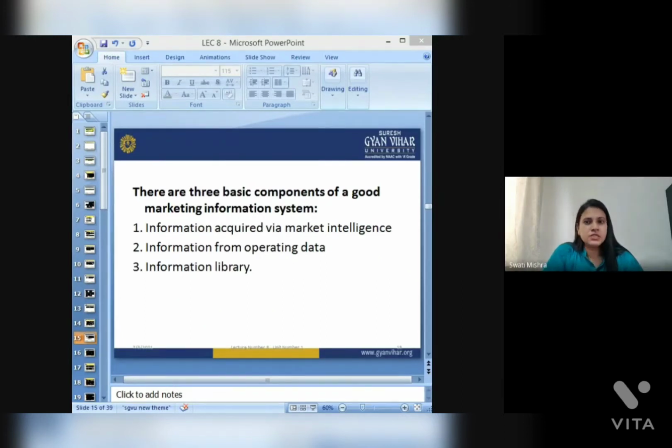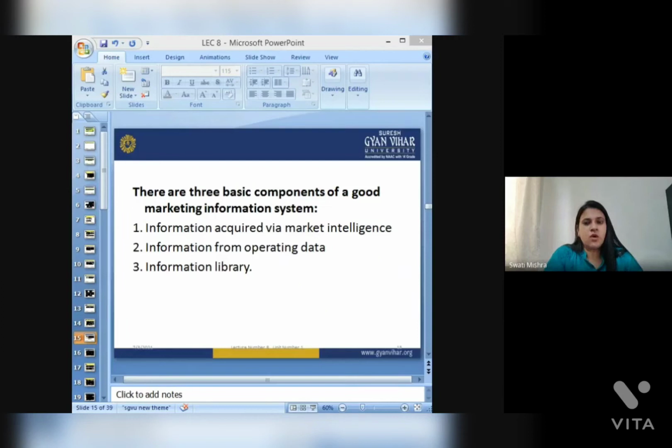Market intelligence is all of the data that is available from the many external sources. It may have been acquired formally or informally, but will usually be checked for reliability before it is entered into a marketing information system.